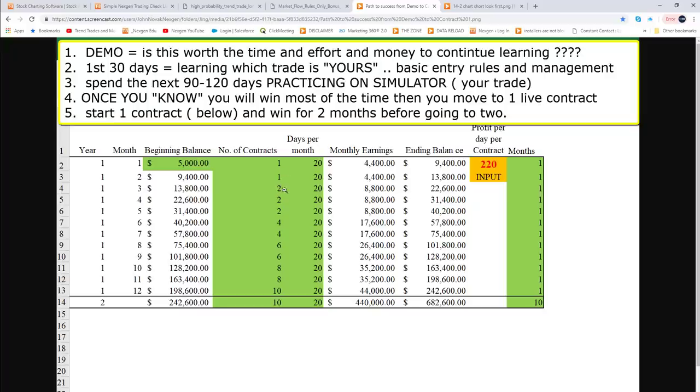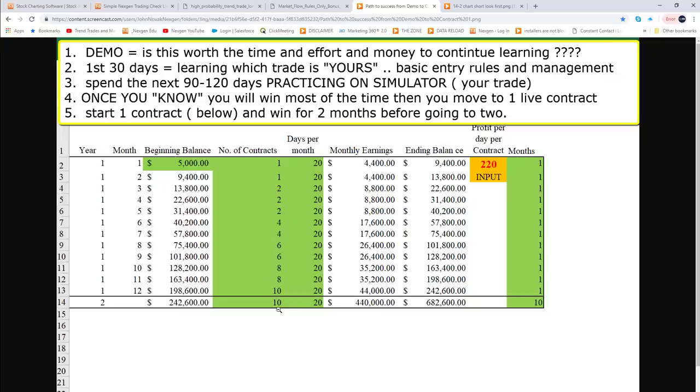You need to trade for 2, 3, 4 months on simulator to get it down dead to rights. And then when you transfer to live money, there's always a fear factor because there's money involved. So keep it small, spend 30, 60 days trading one contract, make sure you can win. Then when you go to 2 contracts, spend a few months there and make sure that your psyche is right and you're still winning. And then you can really start to ramp up.